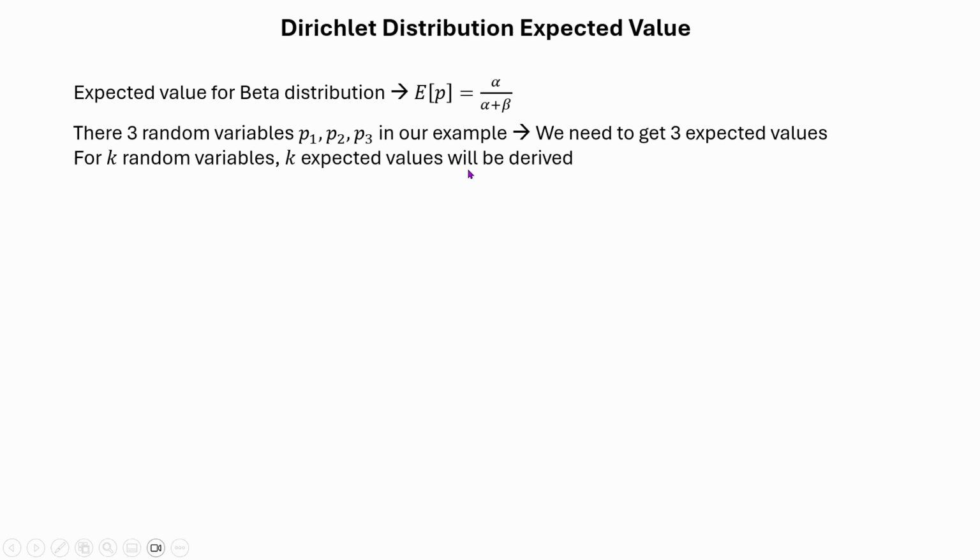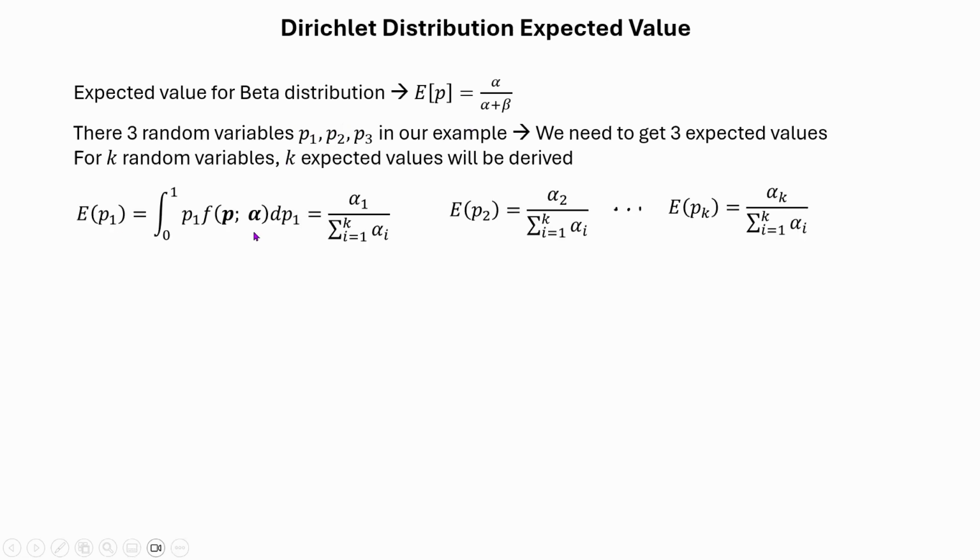Okay, this is the first difference, because in beta distribution we had only one random variable, and so only one expected value. But this time we have 3 random variables, so we should have 3 expected values in this example. So how do we get to that value? We can simply integrate from 0 to 1, because that is the range of the random variable, because it represents probability, right? And I've written bold p and bold alpha here because there can be many p's and many alphas based on the number of possible outcomes.